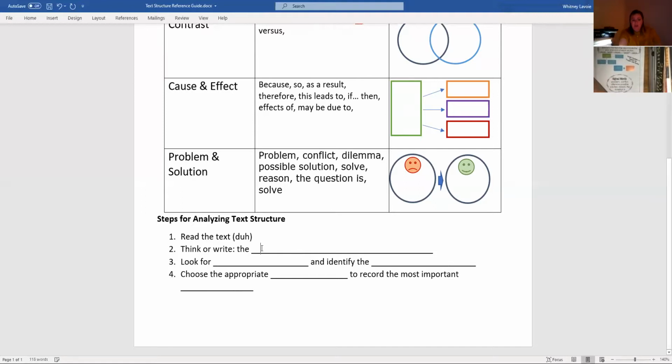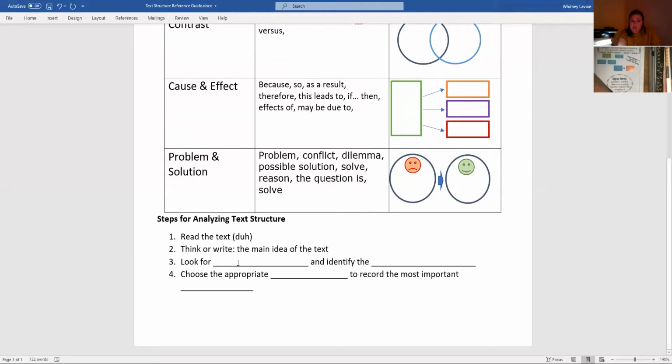You knew that. Okay, so the next step, and this can be happening while you're reading the text, is to think about or write the main idea of the text. You want to know the main idea of the text because, like I was mentioning before, it's not just the signal words that are going to tell you what the text structure is. It's the signal words along with thinking about what the main idea, what the overall message of the text is. That's going to tell you the text structure.